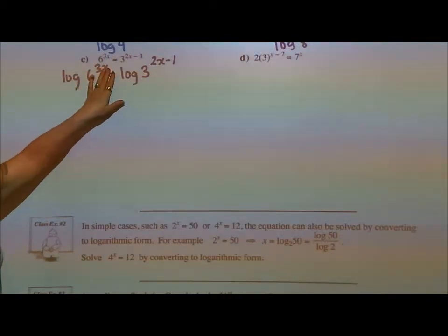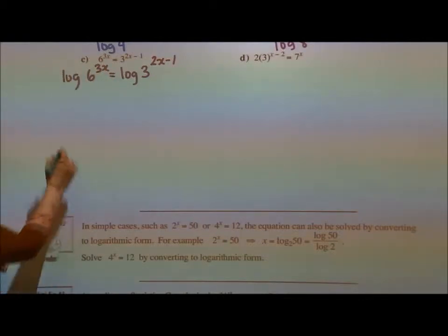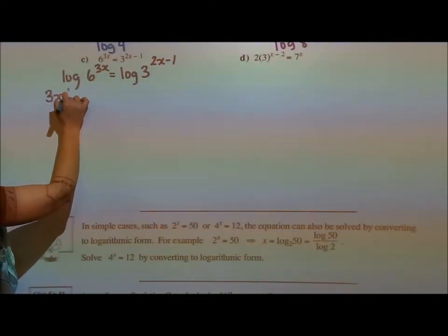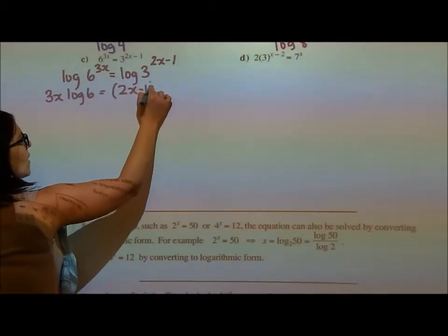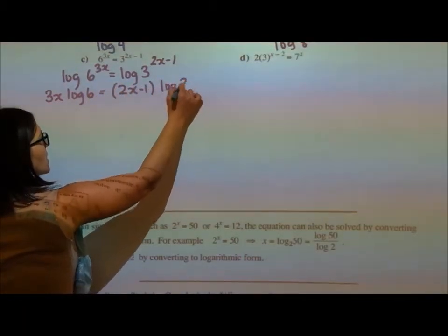And what does the power law tell me I can do with these exponents? Bring them out in front. So now I have 3x times log 6 equals 2x minus 1 times log 3.